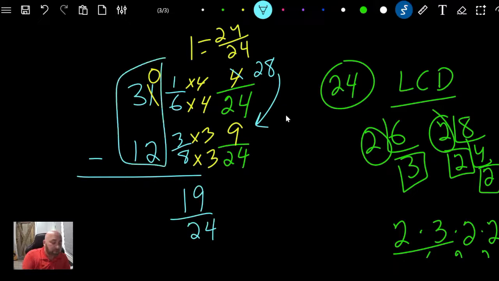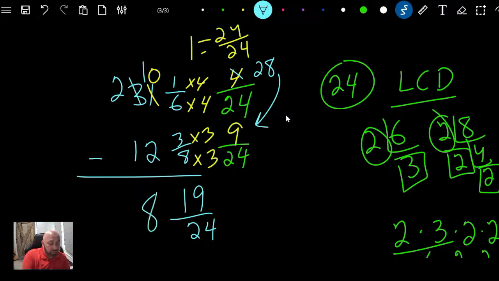Then we would come over here and we would need to subtract this. We can't subtract right here, so we would go here and borrow. That's a 2. 10 minus 2 is 8. 2 minus 1 is 1, so 18. Our answer on this one would be 18 and 19 over 24.